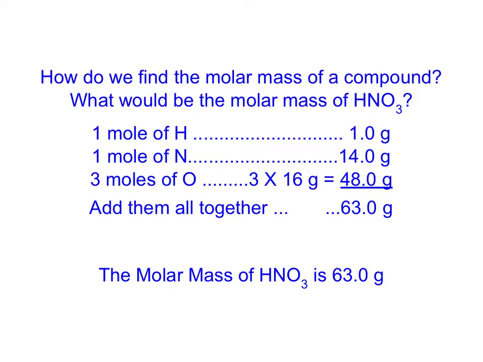Well, the first thing we need to know is, where would I find the molar mass of the compound? It's not like I can look on the table, because there's not an H2O element up there, right? So all we're going to do is look up, okay, it looks like I've got 1 hydrogen here. So if I have 1 hydrogen, 1 mole of hydrogen weighs 1 gram. 1 nitrogen, 14 grams. 3 oxygens, each one weighs 16 grams, so 3 times 16 gives us 48. And then all we have to do is add them up. It's that simple. All we're doing is adding up those different molar masses.